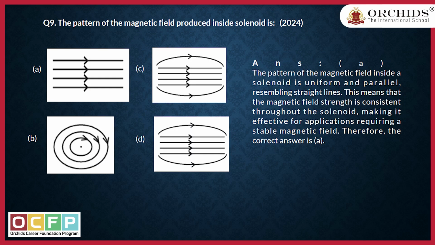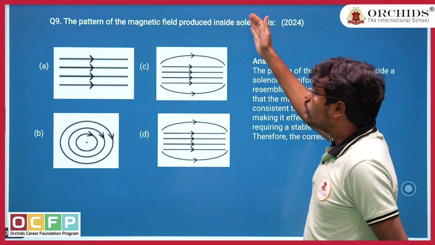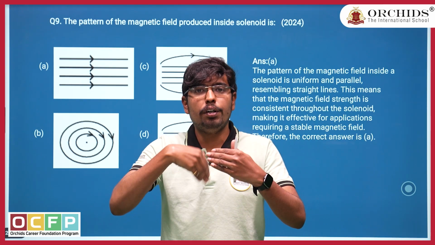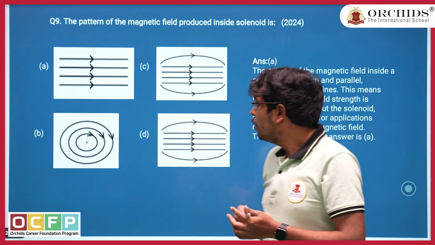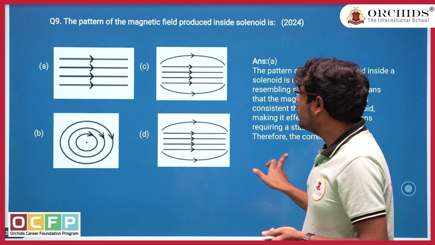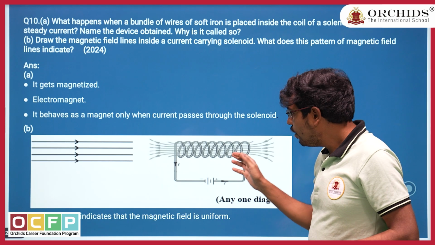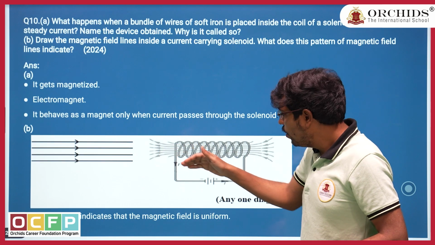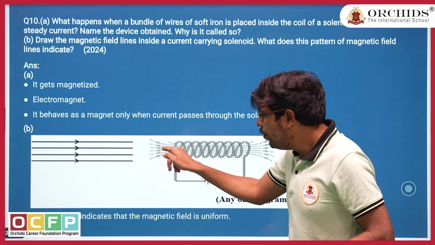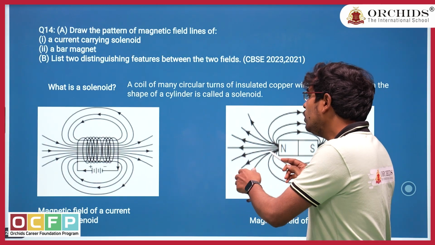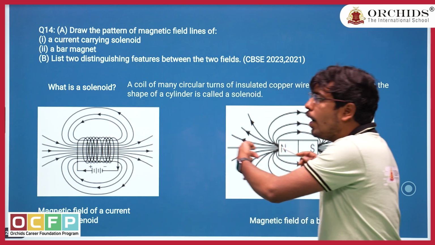The next question is again an MCQ type of question. The pattern of magnetic field produced inside a solenoid. Just now I explained that a solenoid has multiple copper turns which are connected to an electric circuit, so the solenoid will behave as a current carrying conductor. See here, there are multiple turns. When the current is passed, the magnetic field will be created here.